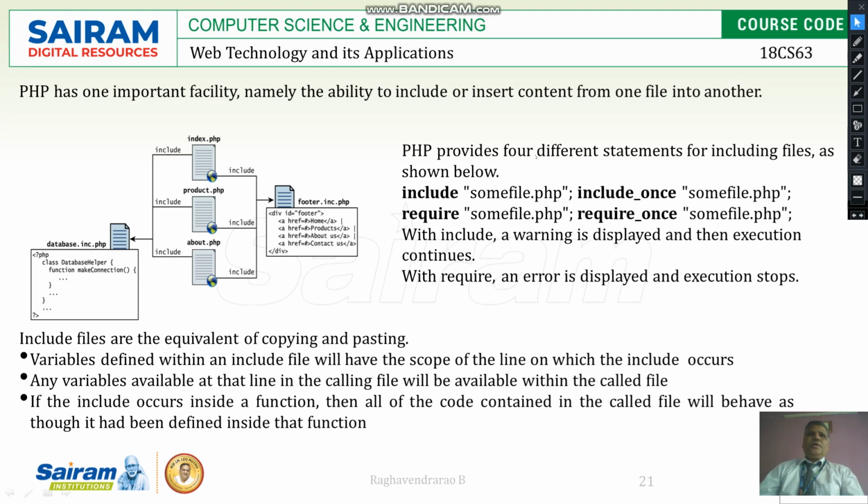One of the important concepts in PHP is that it can include different files in one. So how does it do this? There is a function called include. An example is shown here: include some file.php. This particular file is being added in that. There is also include only once. Like that you can also make it.